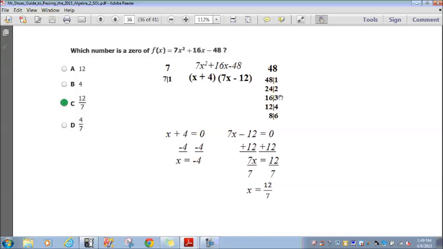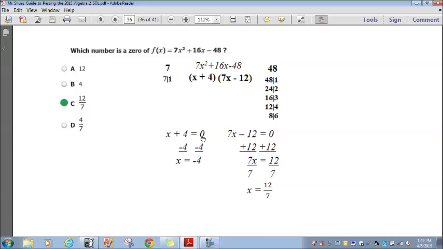So, through guess and check, I found out that this factors to be x plus 4 times 7x minus 12, and then to double check, x times 7x is 7x squared, x times negative 12 is negative 12x, 4 times 7x is 28x, 28x minus 12x is positive 16x, positive 4 times negative 12 is negative 48. So, this is the factoring of it. Now, if I set these equal to 0, I'll find out which one is a 0.